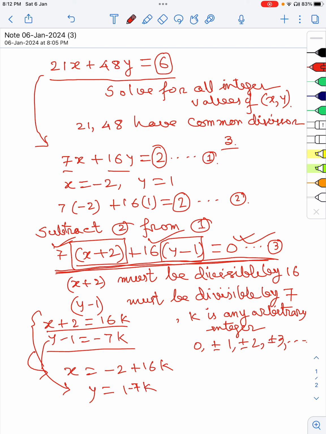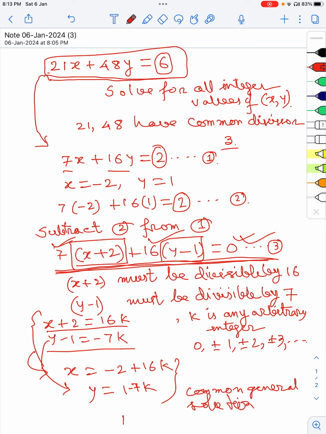So these two values of x and y will satisfy the equation 7 into x plus 2 plus 16 into y minus 1 equal to 0, as well as the given equation 21x plus 48y equal to 6. So this is the general solution, and k is any arbitrary integer.